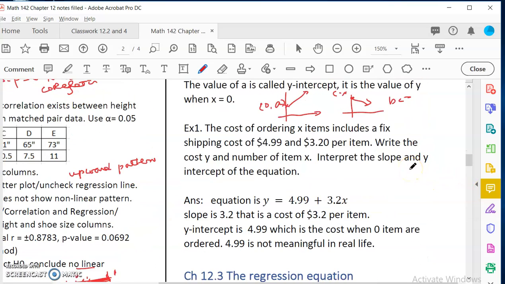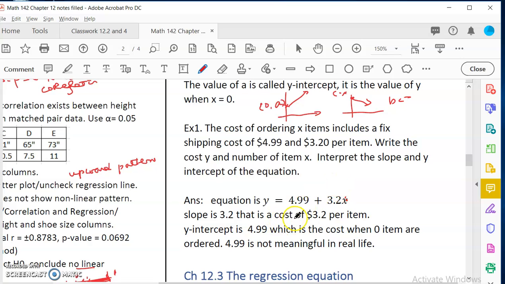For example, you order X books or X t-shirts, which have a cost per item. But when you order them, you also have a fixed shipping cost of $4.99. So the total cost is the $4.99 plus 3.2 times X. If X is 1, you would say 3.2 times 1. If you order 5 items, then it's 3.2 times 5. So this looks like a linear equation, and we call this 3.2 the slope.